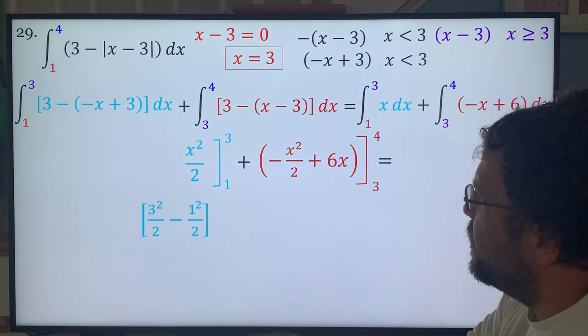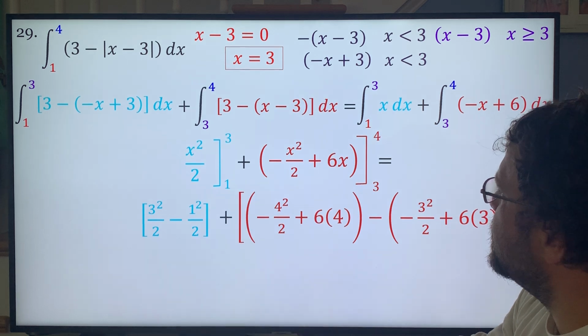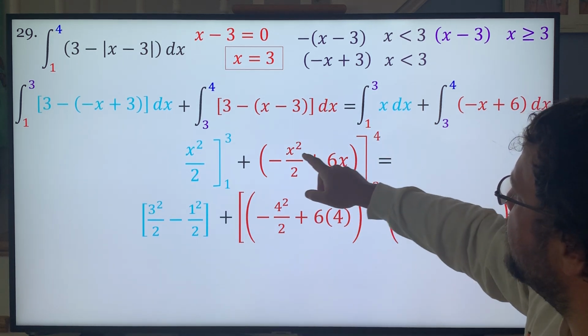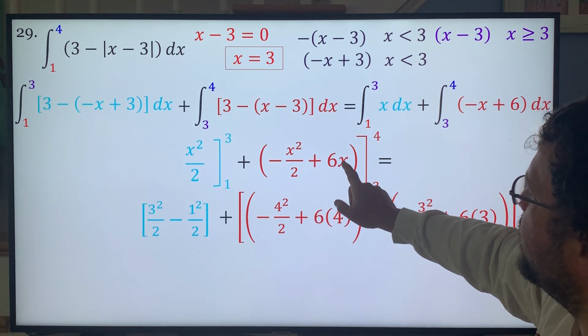Plug some stuff in here. 3 squared over 2, 9 over 2 minus 1/2. Plus, this one's a little more difficult because it's got more stuff going on here. 16 over 2 plus 24.